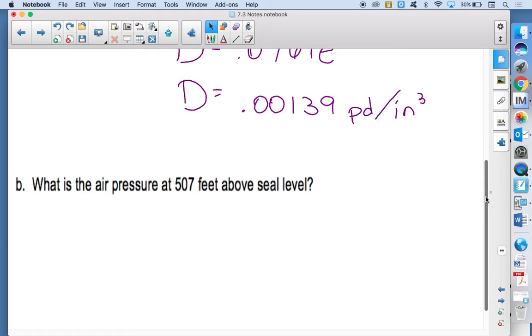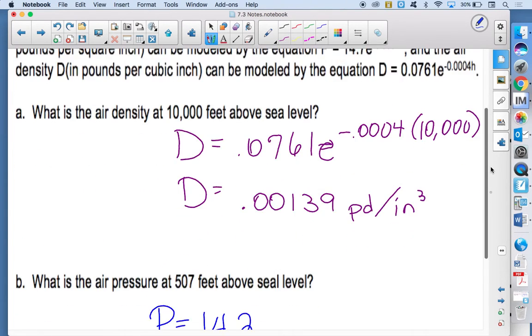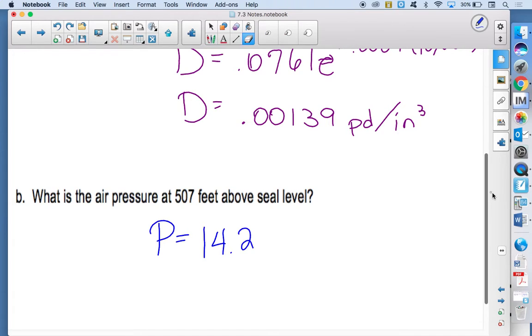The second question: what is the air pressure at 507 feet above sea level? So this is more of a normal thing, 507 feet above sea level. We now want to know the pressure of the air. 0.06. Oh, Sam has it already. Okay, so 14.7, not 2. Oh wait, no, I did the wrong one. I don't know.